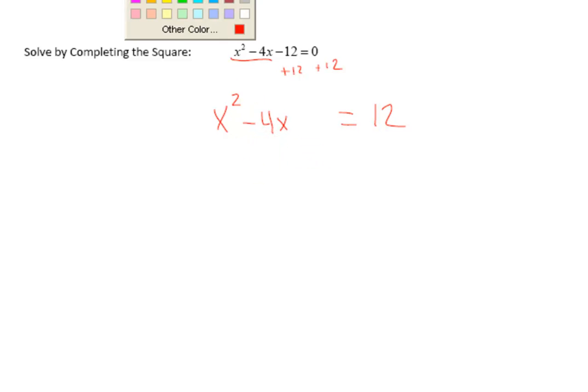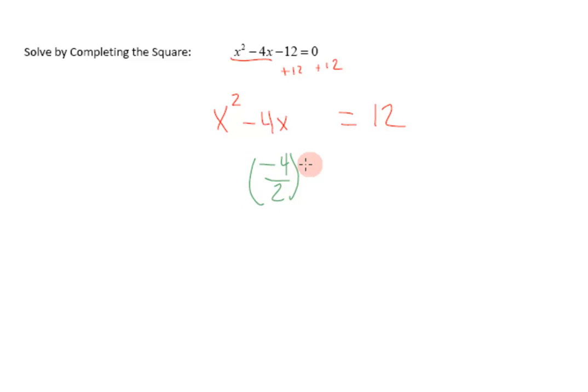So let's see if I can switch a color to maybe the green. I'll take negative 4, divide it by 2, square it, and add it to both sides. So half of this squared. Half of negative 4 is negative 2. Squared is a 4. I'm going to add a 4, add a 4. Okay. Now let's continue. X squared minus 4x plus 4 equals 16.